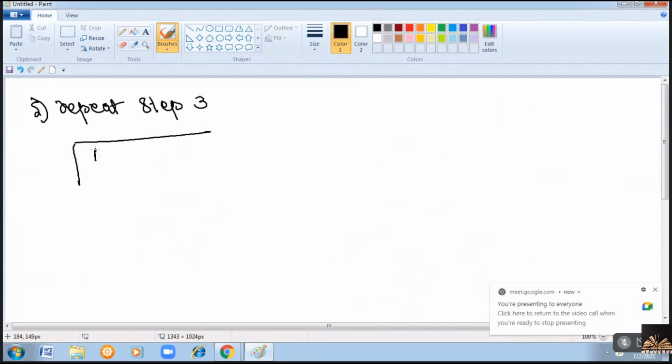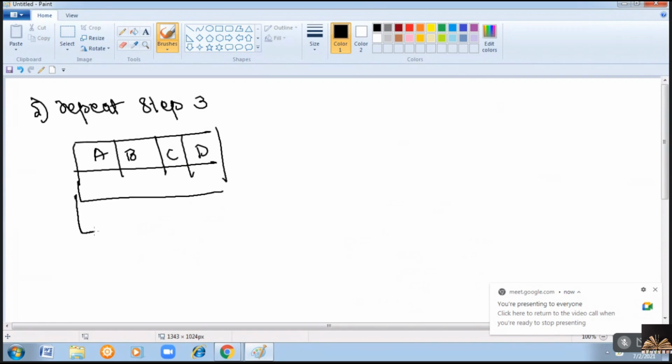Let me draw the previous table first. Can small letters also be written in this? Look in the book.